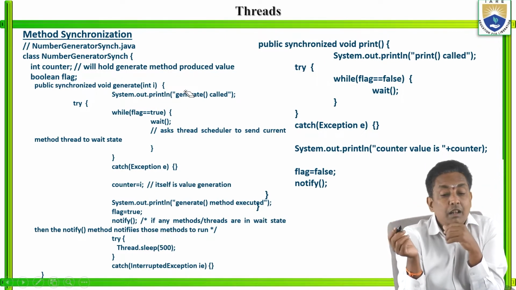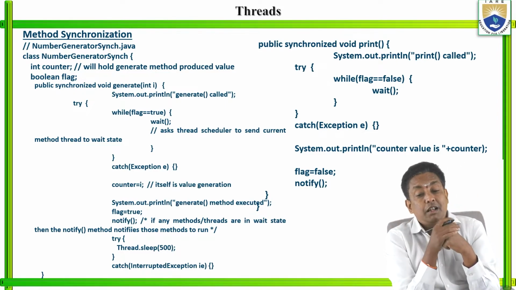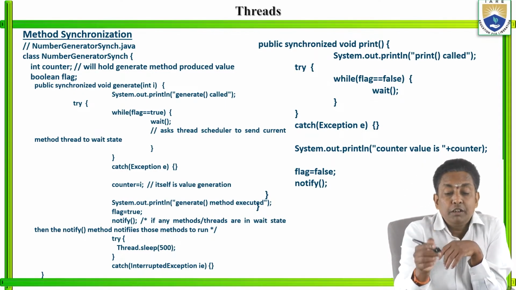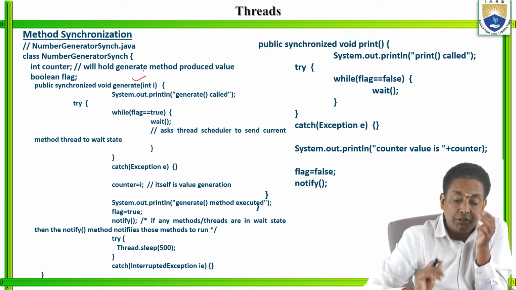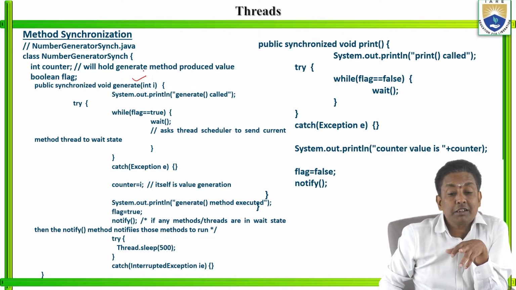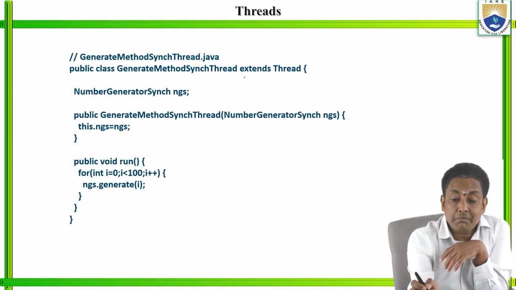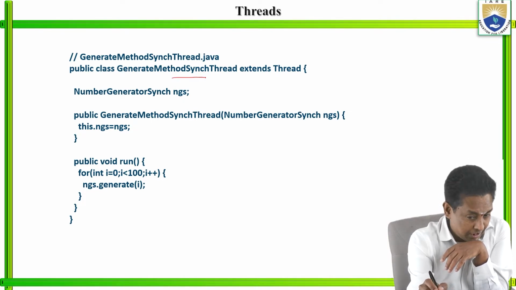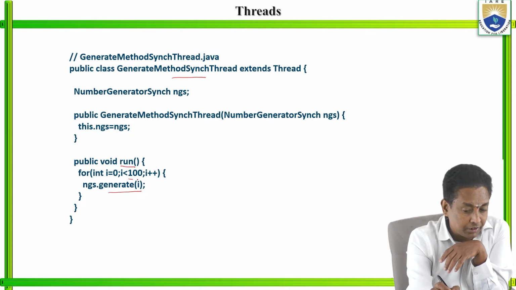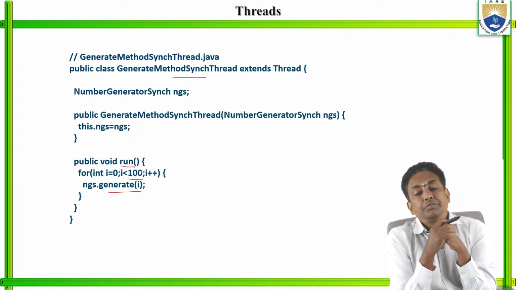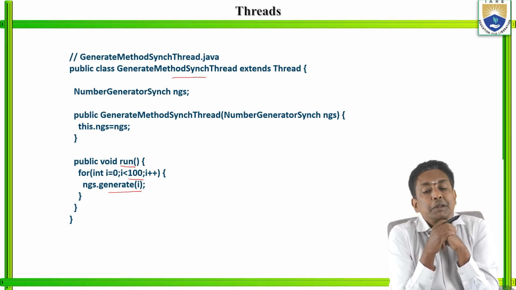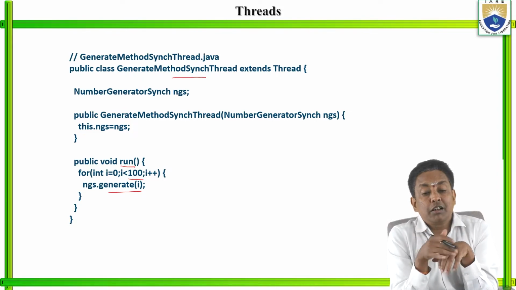Okay. Now coming to the generate method. From where is this generate method called? Actually, the generate method is called from the generate thread class, whose run method calls the generate method 100 times. The generate method thread calls the methods in a synchronized way.